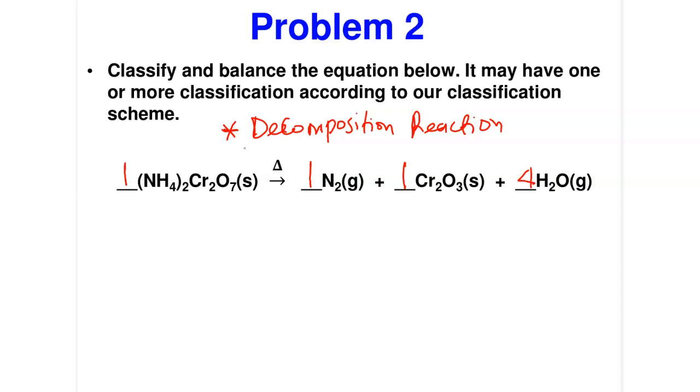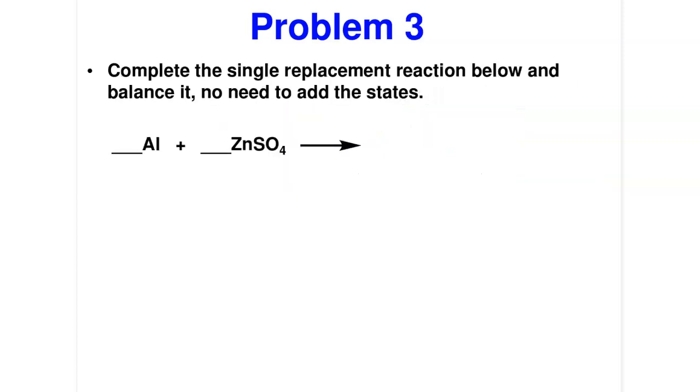And like I said, this reaction is called a decomposition reaction. That is the classification, and this is only from our classification scheme. This is the only classification this one will have at this point. We go to the next one. It says, complete the single replacement reaction below and balance it. No need to add the state.